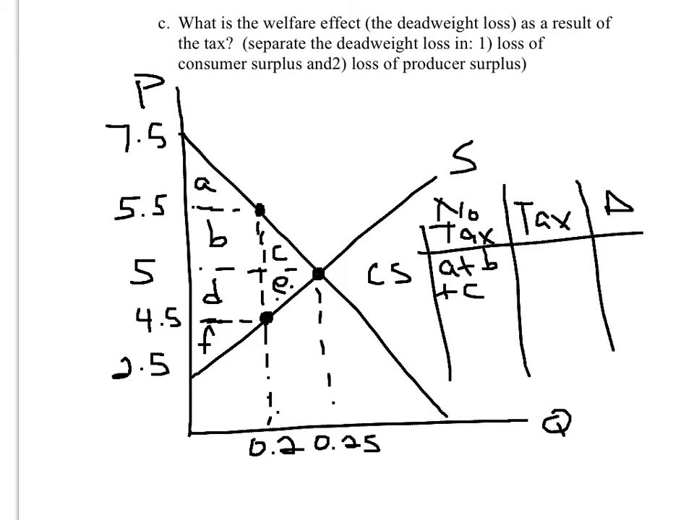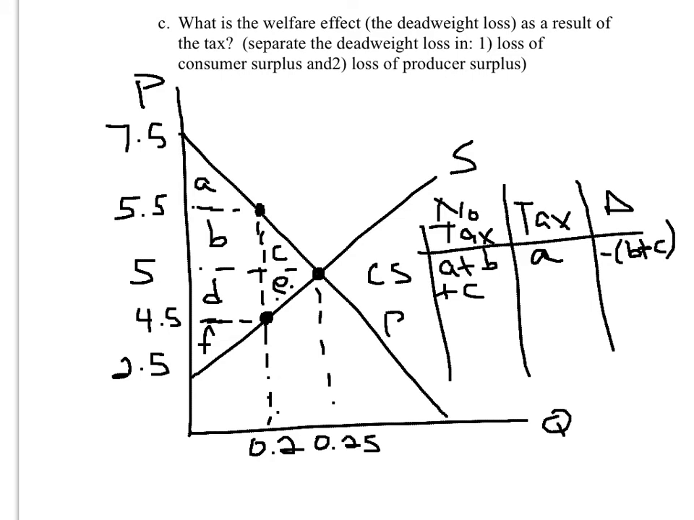When there's a tax, the price is 5.5, effectively to buyers. They pay 450 to the sellers and $1 to the government, so the cost is 550. And the area between that and the demand curve is just A. So the change, well, they lost B plus C.